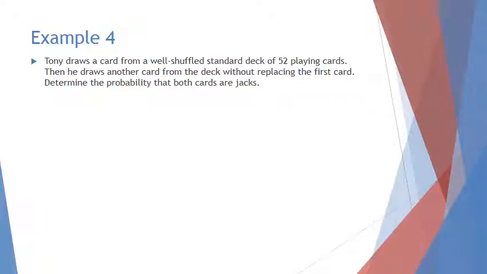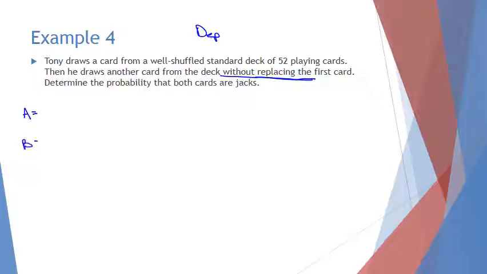Example 4, Tony draws a card from a well-shuffled standard deck of 52 playing cards. Then he draws another card from the deck without replacing the first. Determine the probability that both cards are jacks. So hopefully something that pops out to you guys is it says without replacing the first card. So without replacing, that's telling me right away that this thing's going to be dependent, so that the probability of the second card will be affected.